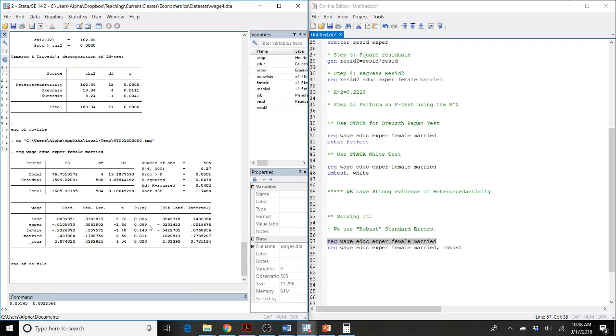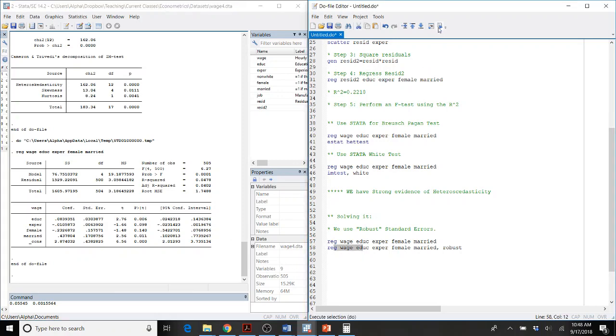And that's the heteroscedasticity problem. So now let's go and try to correct for the heteroscedasticity problem. What we're going to find is that the coefficients do not change, but the standard errors will change, and the t-statistics will change, and the p-values will change. Let's see how they change.